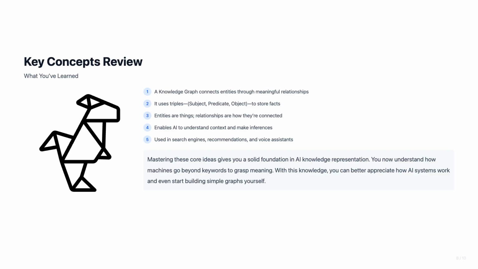Fourth, when these triples are linked together, the system can go beyond storage and actually reason, making logical inferences, like connecting Marie Curie's work to cancer treatment. And finally, this technology is already all around us in Google search and voice assistants, in product recommendations. You now have the mental model to understand how AI systems make sense of the world, not by memorizing, but by connecting knowledge. These concepts form the foundation of more advanced AI topics like natural language processing and semantic search. If you can explain these 5 points in your own words, you've truly grasped the essentials.